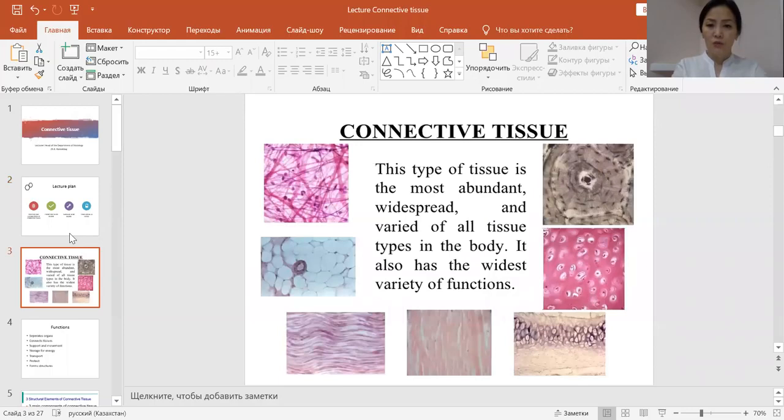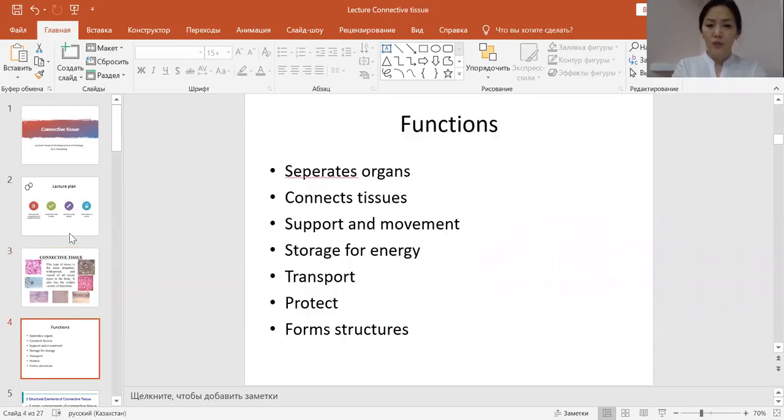Connective tissue is the most abundant type of tissue in our body, and it has a lot of functions. First, it separates organs and systems, connects tissues, and supports movement. Some types of connective tissue store energy, and others are responsible for transport, protection, and forming structure.